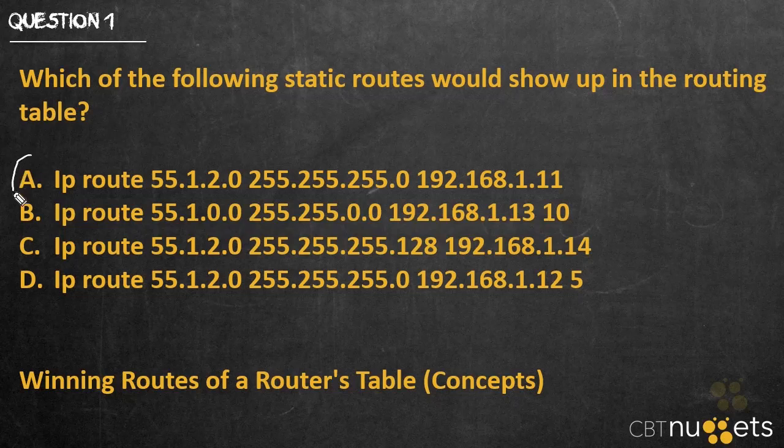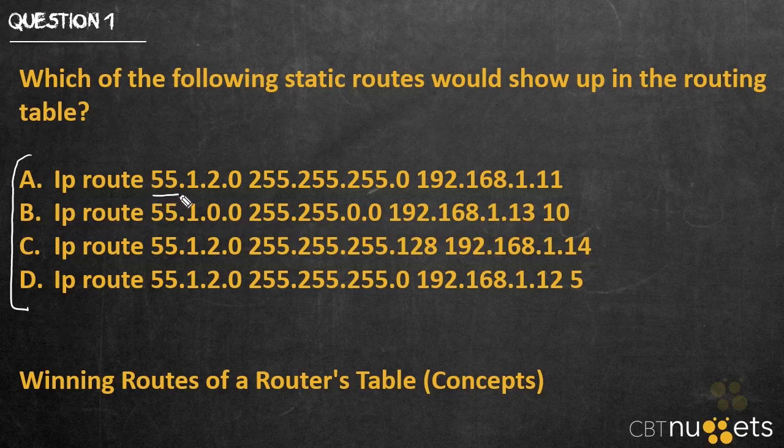So the scenario is this. We've been asked to input all of these static routes into the Cisco router, and once we do so and do a show IP route, which of these routes would show up in the routing table? So as we look at this together, one approach would be, let's take a look at what's being added.